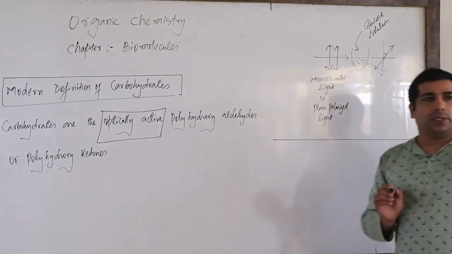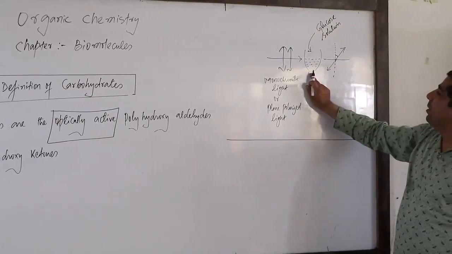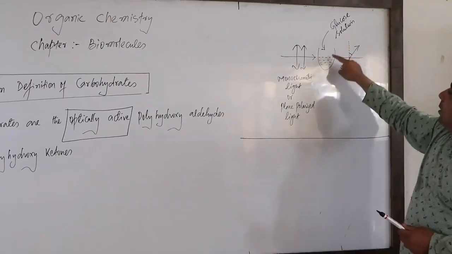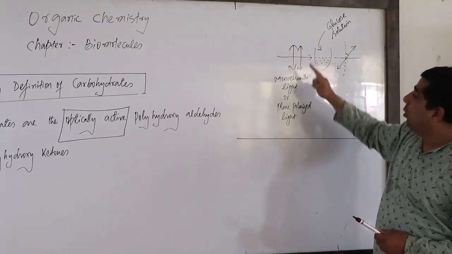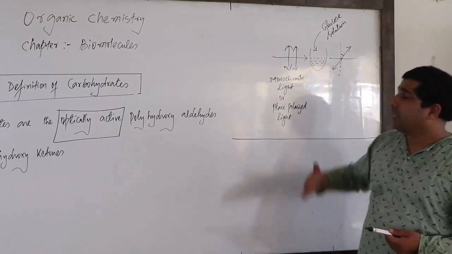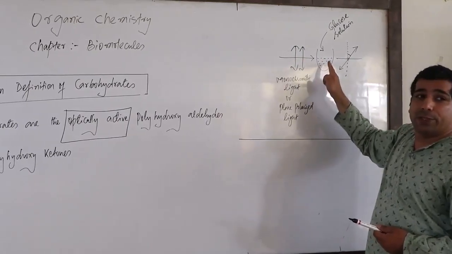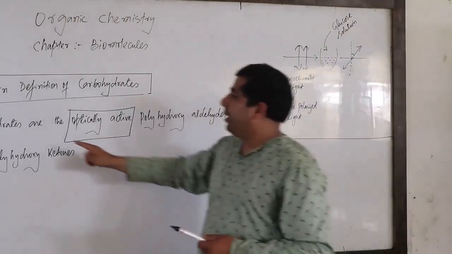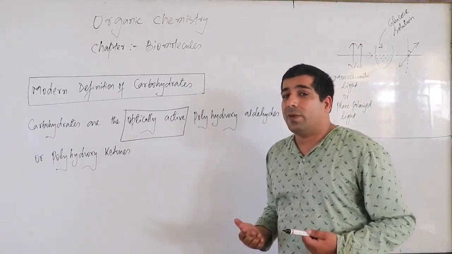See here, suppose I have taken a glucose solution in this beaker. You assume, this is just a rough explanation. Through this glucose solution I am passing a particular monochromatic light. This monochromatic light is unidirectional light and it's oscillating. Glucose is nothing but a carbohydrate and it should be optically active. What does it mean that it's optically active?